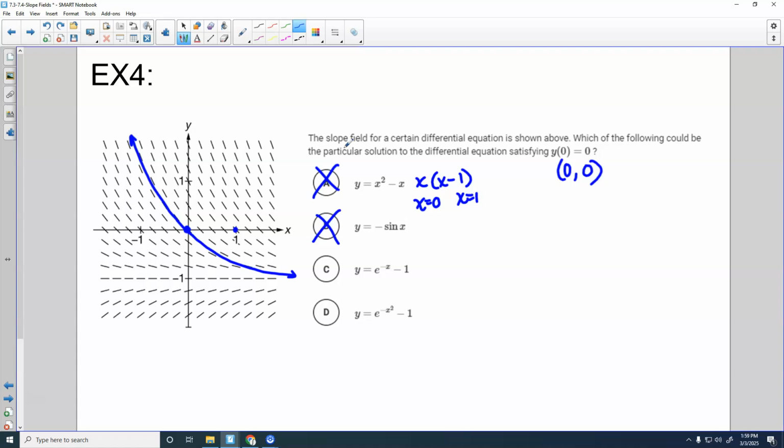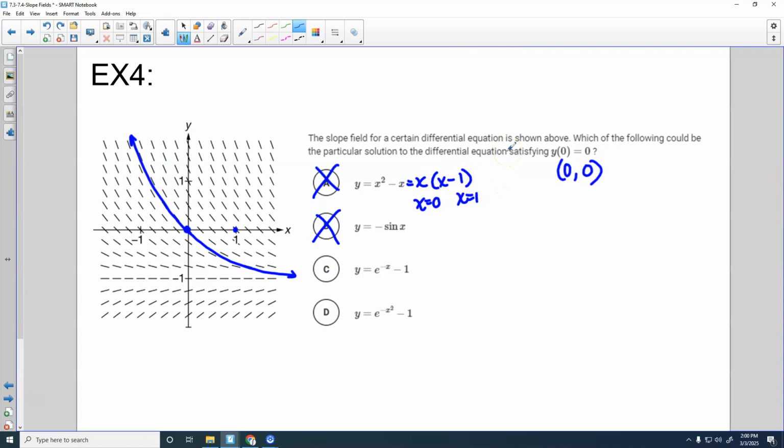Yes? I can't remember if this is exactly right, but in pre-calc, do the even exponents mean that it touches the x-axis and goes back up? It does whenever it's factored. So if it was x squared times something, then it would touch the x-axis and go back up. This is not factored. Your factored form would be x times x minus 1.